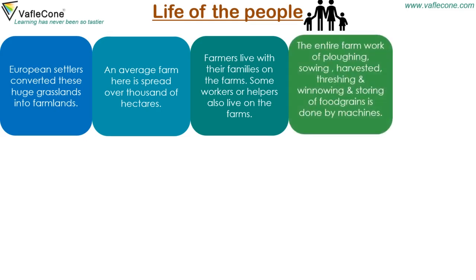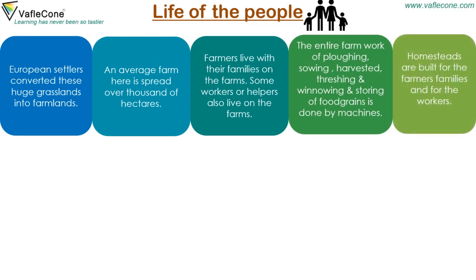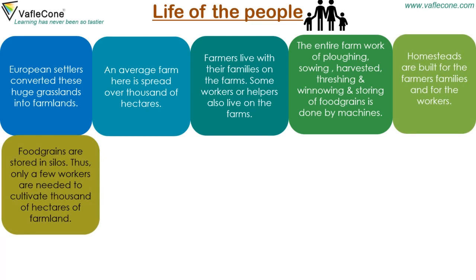The entire farm work of plowing, sowing, harvesting, threshing, winnowing, and storing of food grains is done by machines. Homesteads are built for the farmers, their families, and for the workers. Food grains are stored in silos. Thus, only a few workers are needed to cultivate thousands of hectares of farmland.